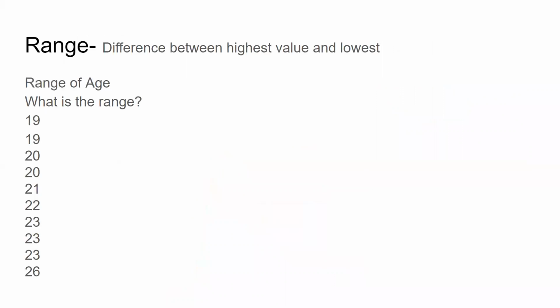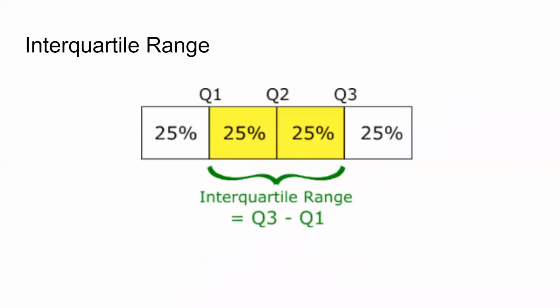All right, we're going to talk about variability: range, interquartile range, variance, and standard deviation. Range, this is simple. It's just the difference between the highest number and the lowest number. All right, nothing tricky. 26 minus 19. What is that? 7. All right, now interquartile range. There 50% of scores are between quartile 1 and quartile 3. All right, so it's when we divide the data up and look at how 25% of the scores fall.